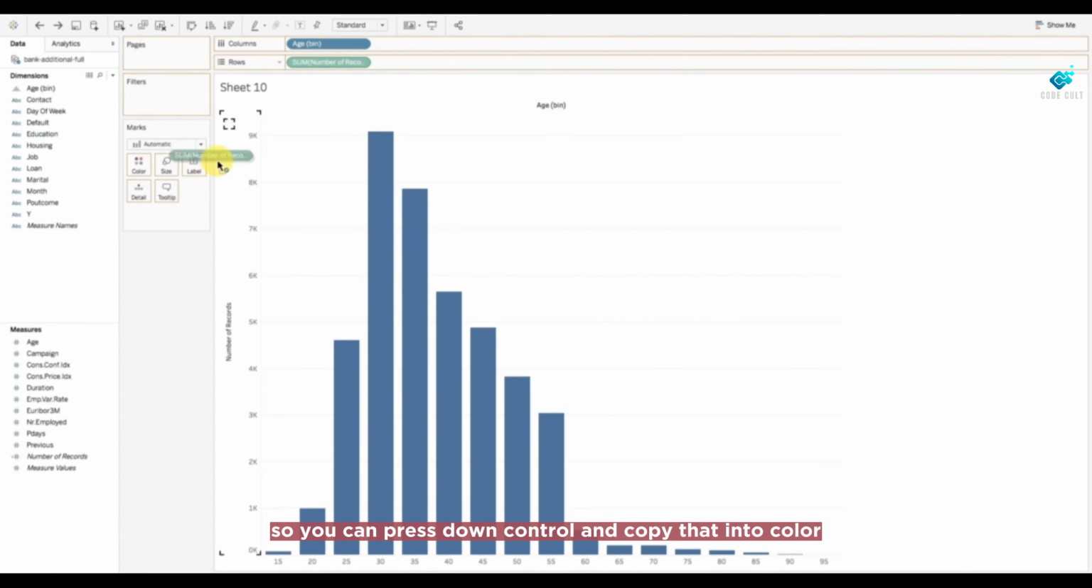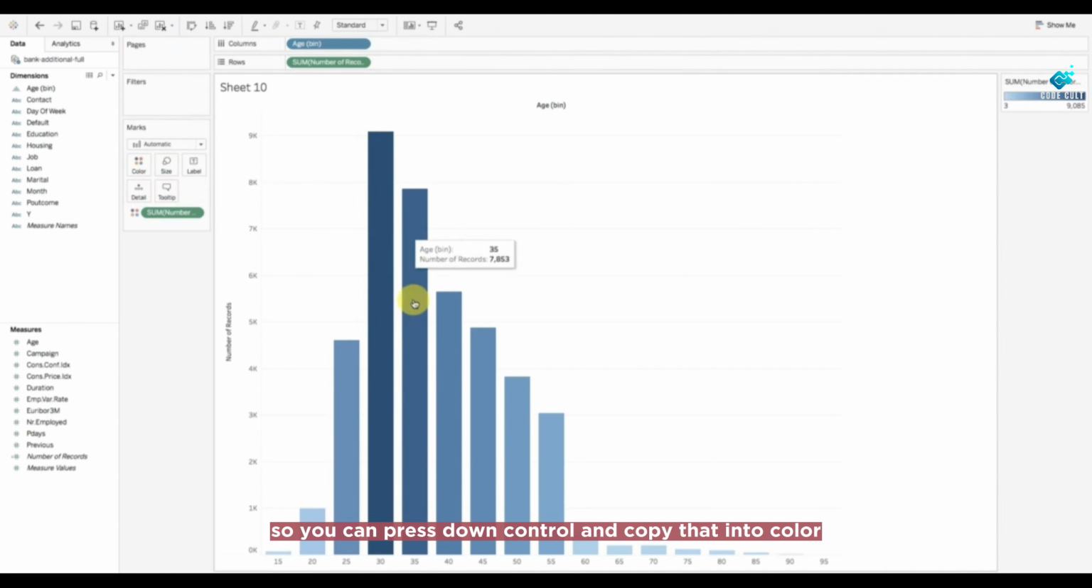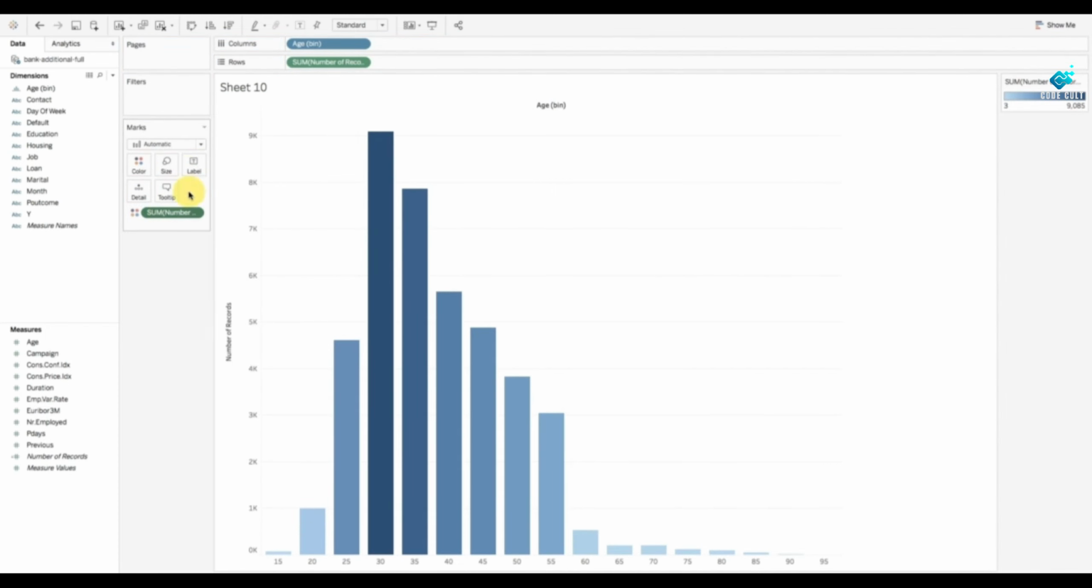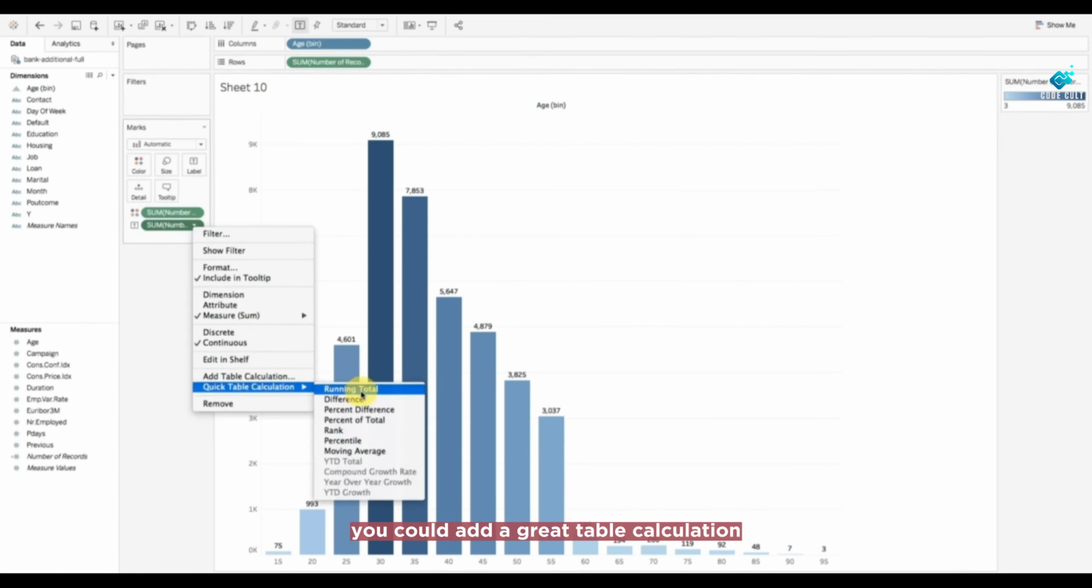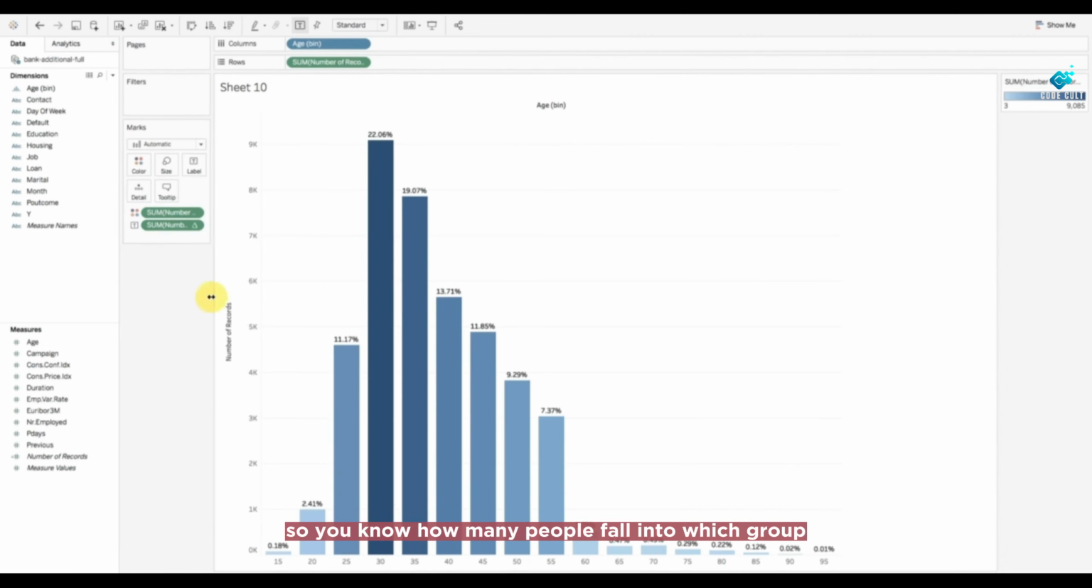So you can press down Control and copy that into color, and it looks even nicer. You can add that to label. Now it puts a label on top. It looks really nice, right? So you can create a really nice chart like this. So you now know how your people are distributed, or, as we know, you could add a quick table calculation and do percent of total, right? So you know how many people fall into which group. So 22% of your customers are between 30 and 35.